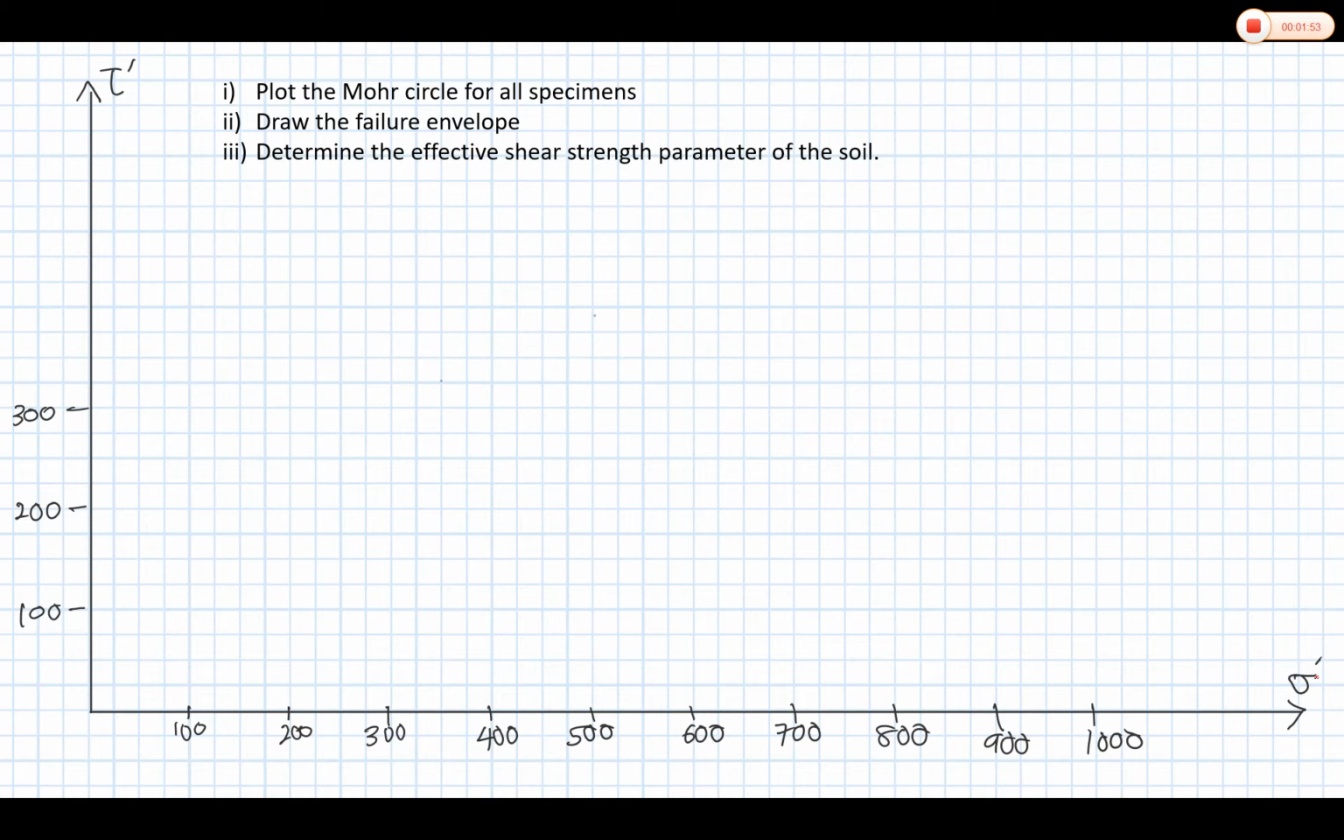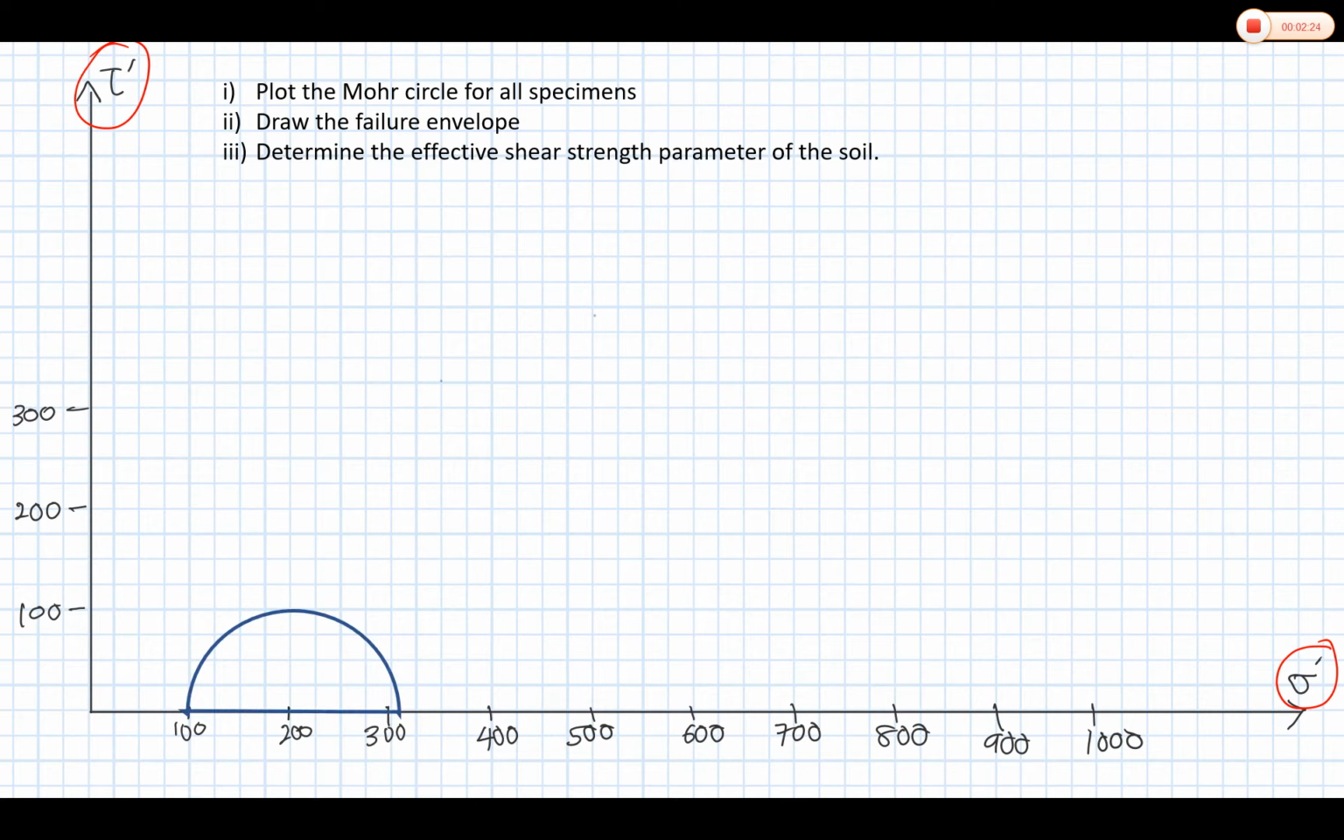Alright, so now let's plot the graph. Make sure you have the y and x axes. The x is sigma prime because this is effective, and y is tau prime, the shear stress. Use the same scale for x and y. So let's say you start with 100 here, then y also starts with 100, then 200, 200. Use the same gap for x and y. Okay, let's plot the Mohr circles.